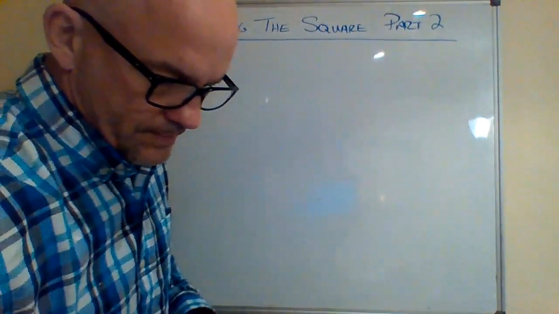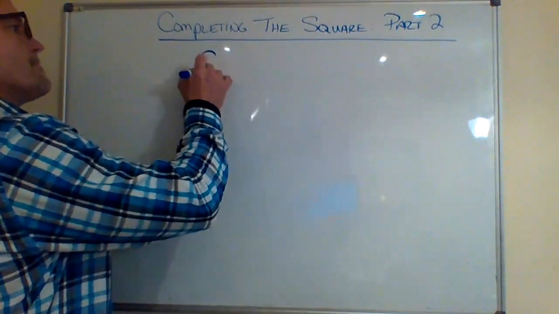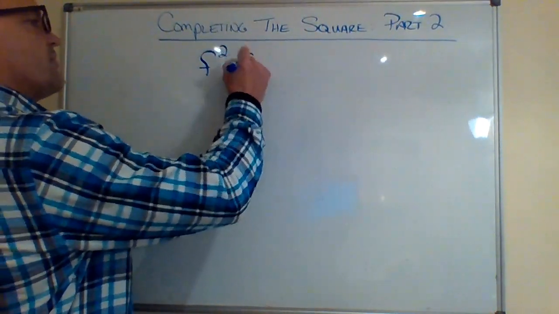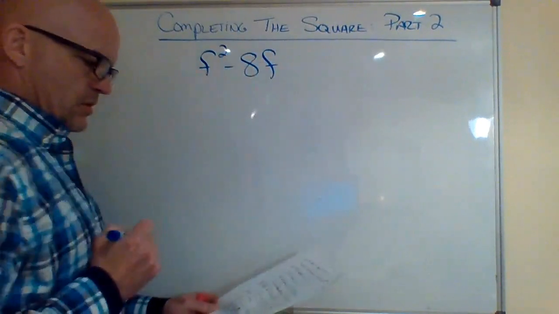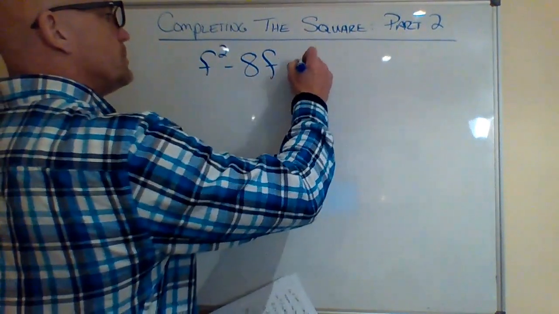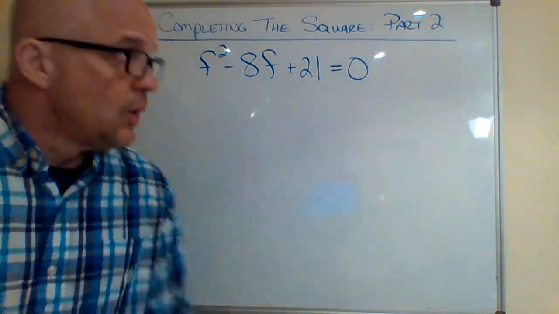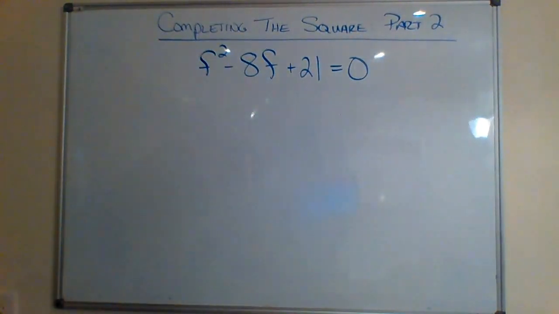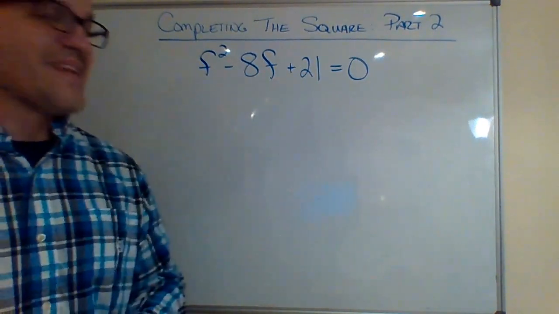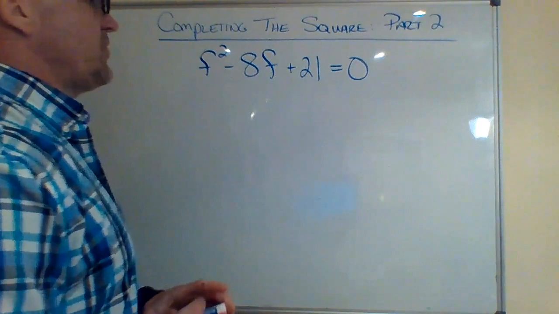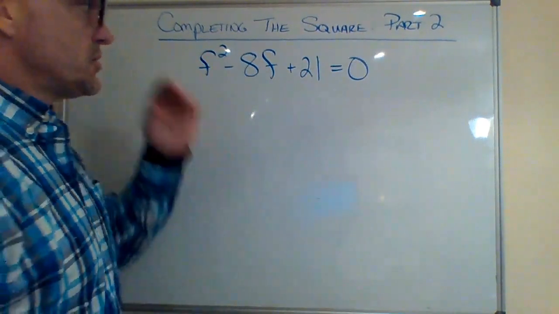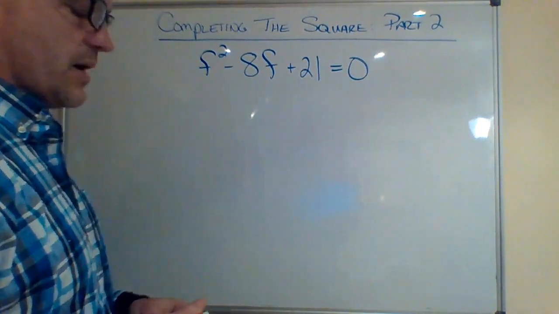Last example. We've got f squared minus 8f plus 21 equals 0. So take a look at it. 21 and 1, 7 and 3. No way you're going to get an 8 out of that, I don't believe. So this is not factorable. So we're going to have to use completing the square here.